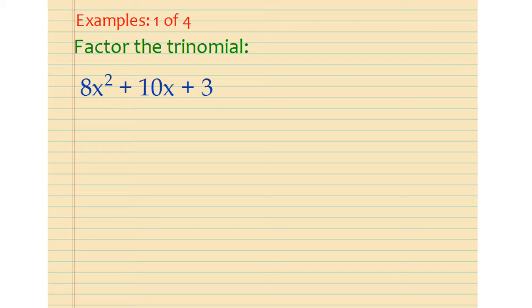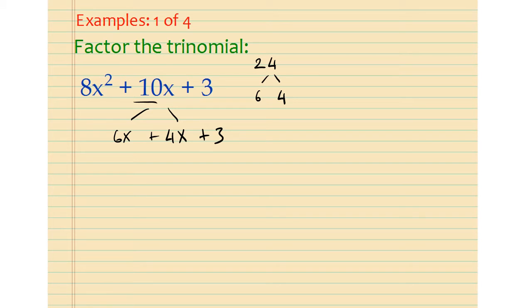First, multiply a and c. 8 times 3 is 24. This is the magical number that we've been looking for, and we are going to find factors of 24 that could add up to 10. Factors of 24 that could add up to the middle number are going to be 6 and 4. We can separate the middle term into a 6x and 4x.